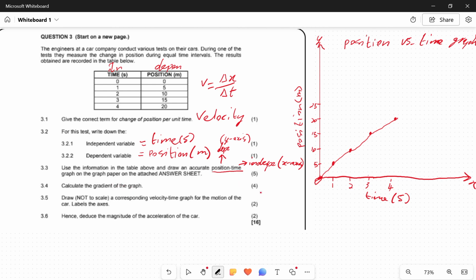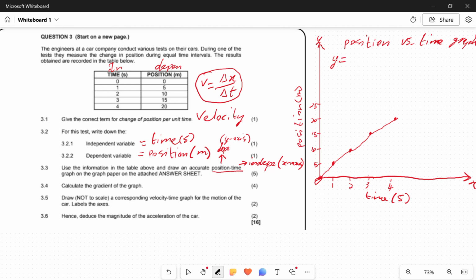They say we must find the gradient. Guys, again, this is a position versus time graph. So what does the gradient represent here? This is what it represents, guys. It represents the velocity. Okay, but unlike in the previous video, let's find our gradient using the gradient formula this time.